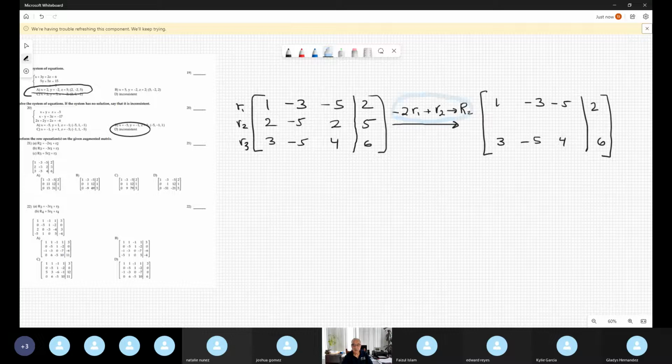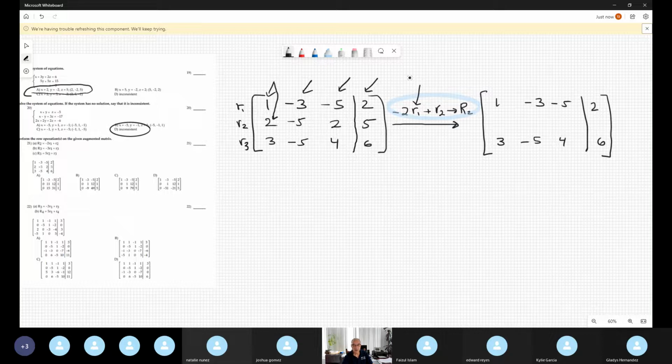You multiply by negative 2. Multiply by negative 2 who? Row 1, element by element. This, and this. And you add it with the corresponding element in row 2. And this new number, I store, replace, deposit in the new row 2.